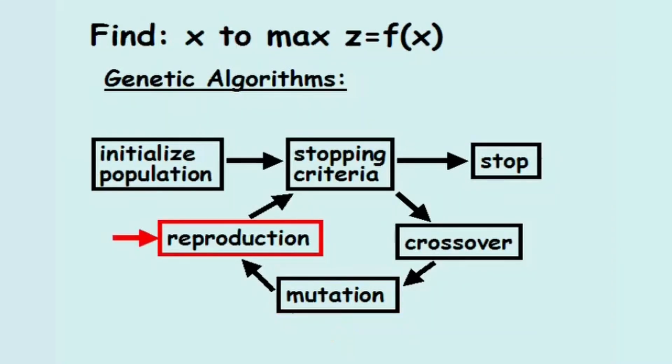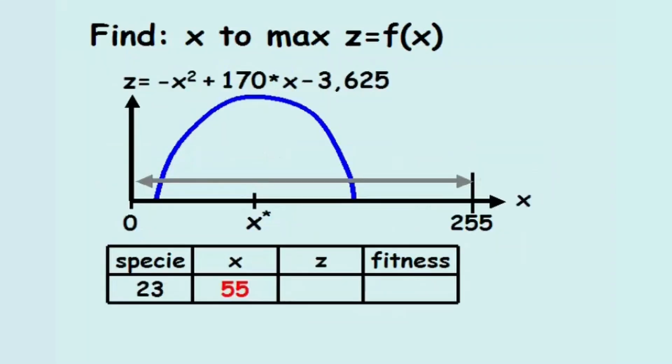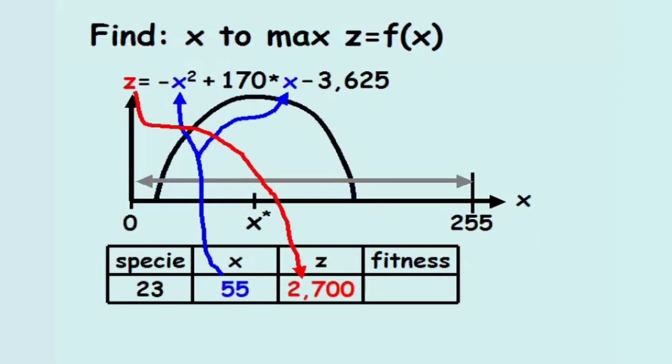The next step is reproduction. In reproduction, a fitness value is calculated for each species, and a new generation is synthesized based on the fitness level of each species in the previous generation. For example, species 23 currently has a value X of 55. This computes to a Z value of 2700.